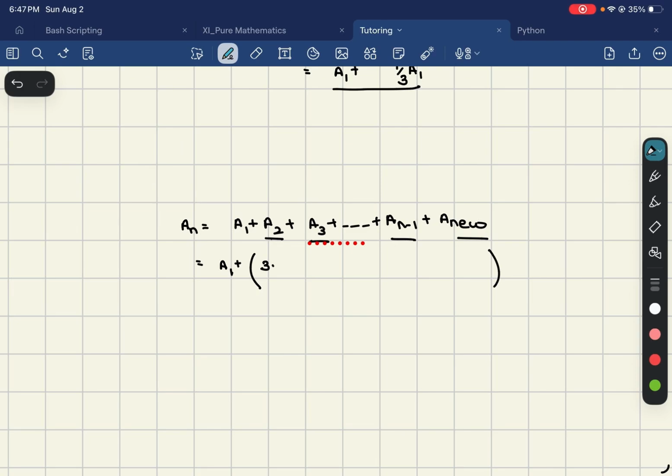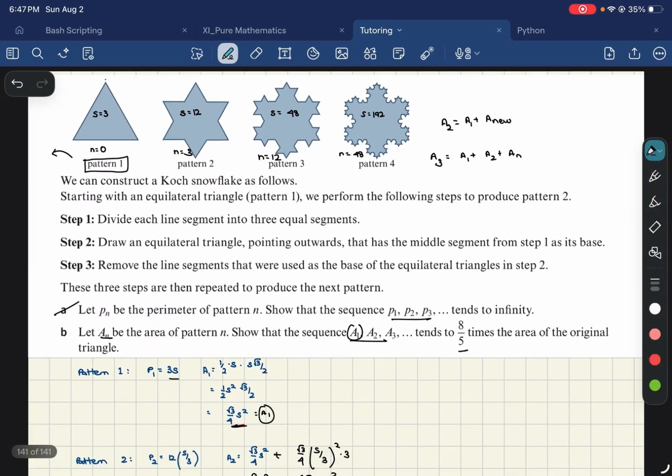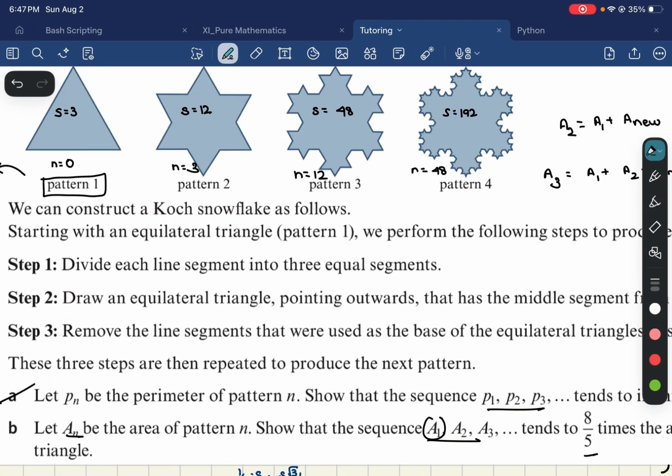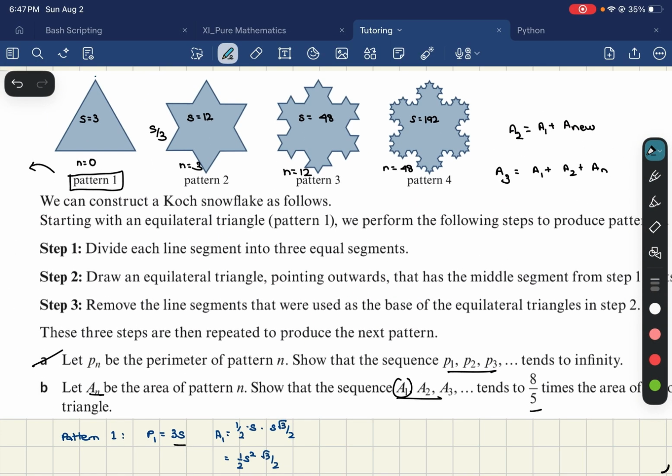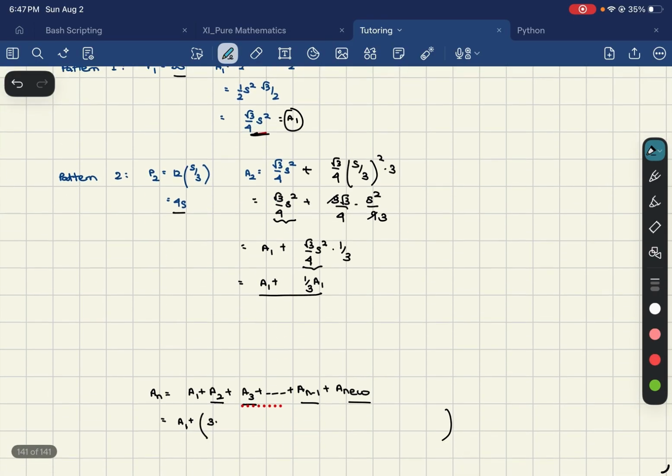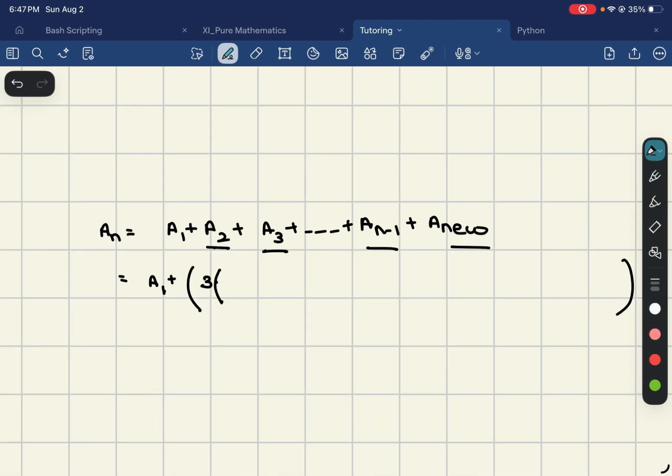And now, each new triangle had the area. So I'm going to open this. We had 3 new triangles, and each new triangle is going to have the area. Now let's calculate the area of the new triangle. Well, we had 3 new triangles, and the side was S over 3. For this triangle, it was S over 3. For this triangle, it's S over 9. For this triangle, it's S over 27, and so on. So we had 3 times what is the area?